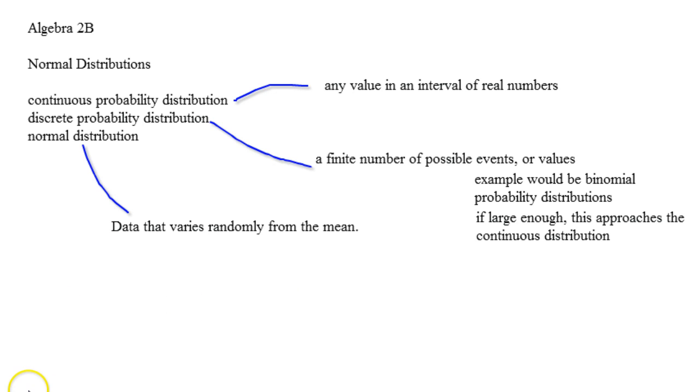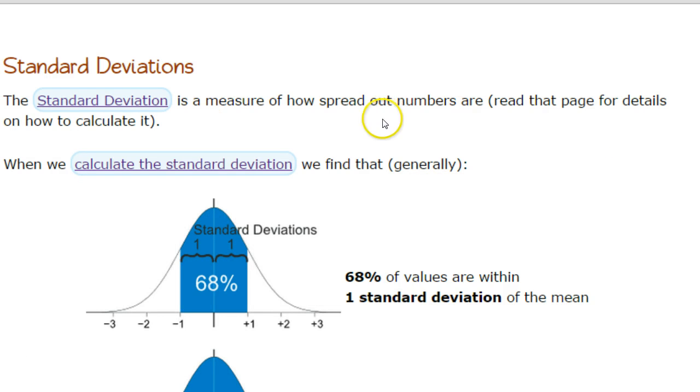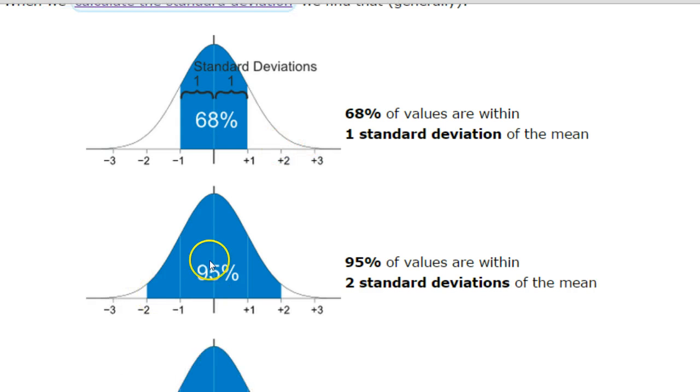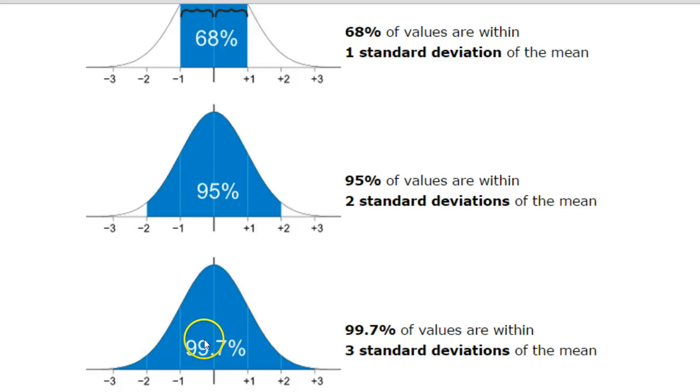Okay, now I'm going to show you exactly what a normal distribution looks like and how you're going to use it to help you out in algebra. We talked about the standard deviation as the measure of how spread out numbers are. When we calculate the standard deviation, we find that generally 68% of values within a normal distribution are within one standard deviation above or below the mean, 95% are within 2 standard deviations, and 97% are within 3 standard deviations.